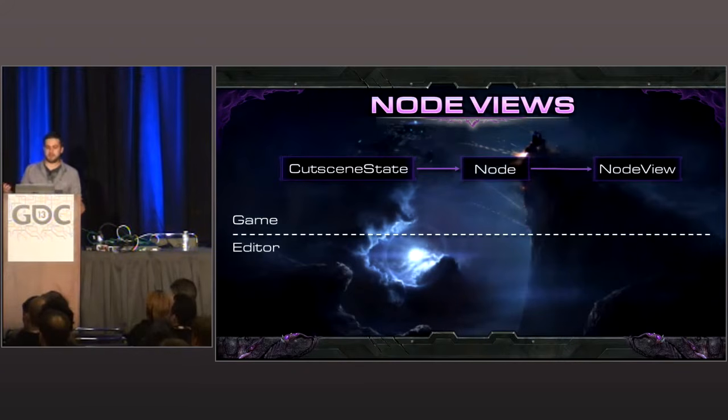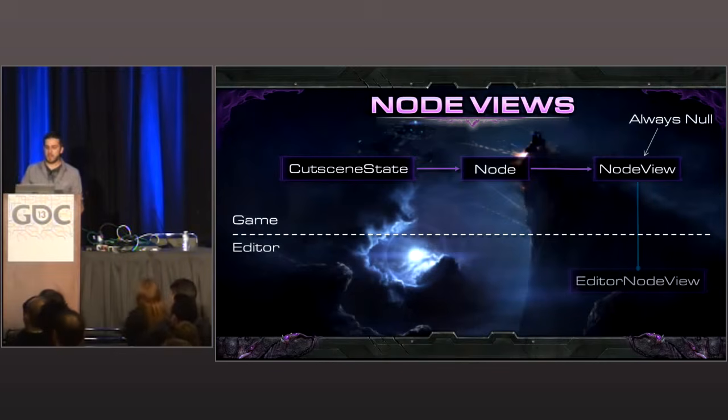And on the game side of the fence, this actually doesn't do anything, right? It's always null. We never fill it out. Nobody uses it, and it's perfectly fine. It just sits there and doesn't bother anybody. Now on the editor side of the fence, we extend the node view into an editor node view. And the editor node view is where we put all of that behavior for how to draw on the timeline, how to present in a tree, what your display name is, things like that.